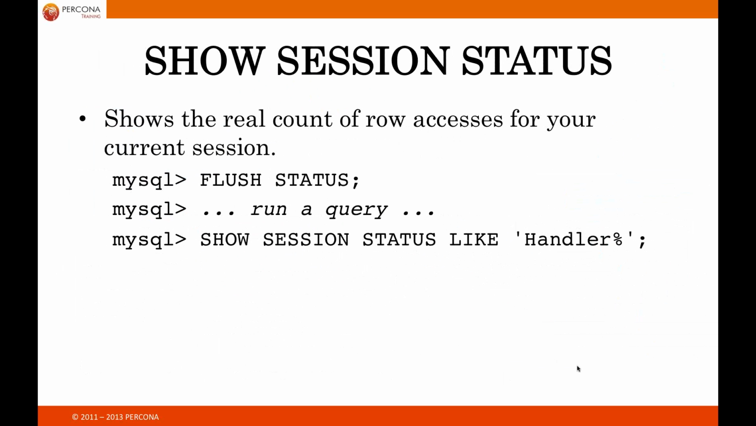For example, with the SHOW SESSION STATUS LIKE 'handler%'. The handler status variables indicate how many times the SQL portion of MySQL has made requests for individual rows of the storage engine. So you can run it like this. You can zero out the counters of how many rows have been read with a FLUSH STATUS, run your SQL query in your test environment, and then SHOW SESSION STATUS LIKE 'handler%'. The session status will ensure that you're only getting the count of row requests for your own session, not those that are happening globally throughout the whole server.